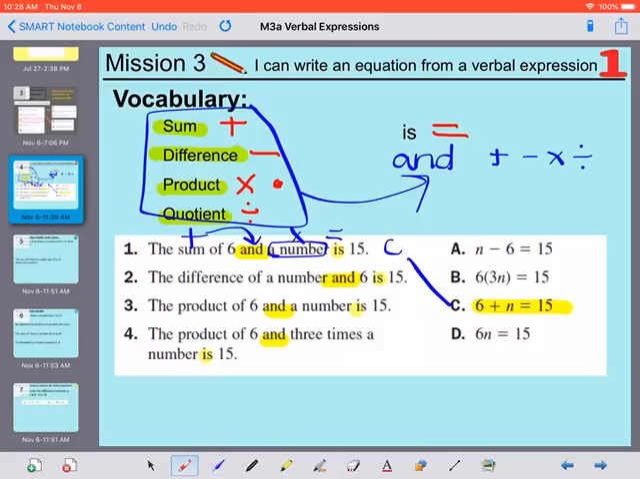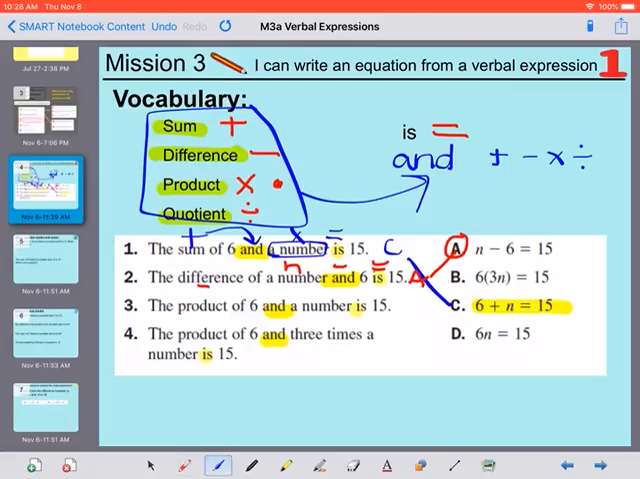Next, it says the difference, so I know I'm going to be subtracting. The difference of a number, we can use N or X, a number and 6 is 15. So again, is equals. Our subtraction sign goes where the and is. So we have n minus 6 equals 15. That matches with answer choice A.